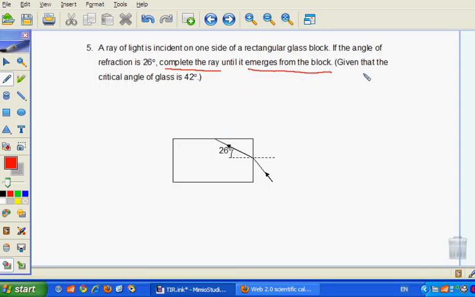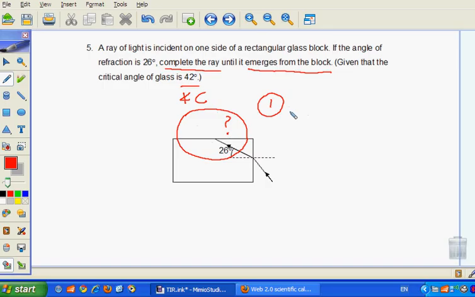Okay, there's some important information given: the critical angle of glass is 42. So this angle is C, and this is angle r, which is indicated here. So the question is, what will happen on this portion of the glass block, which is what we want to find out. So this is my question mark. There are two possibilities.